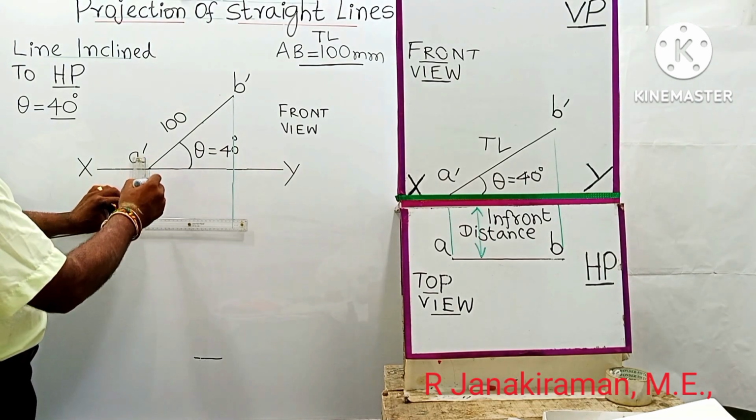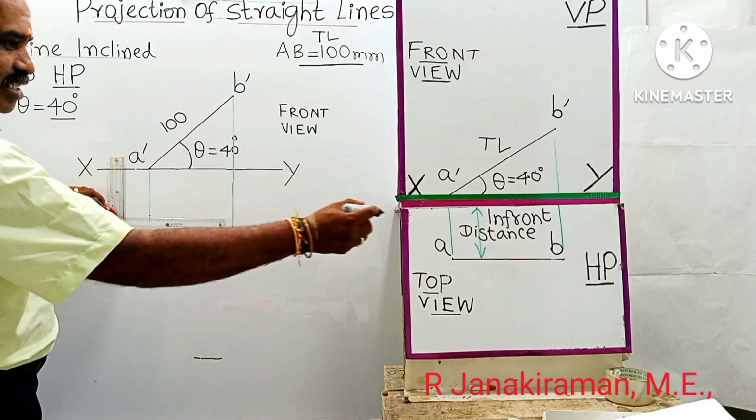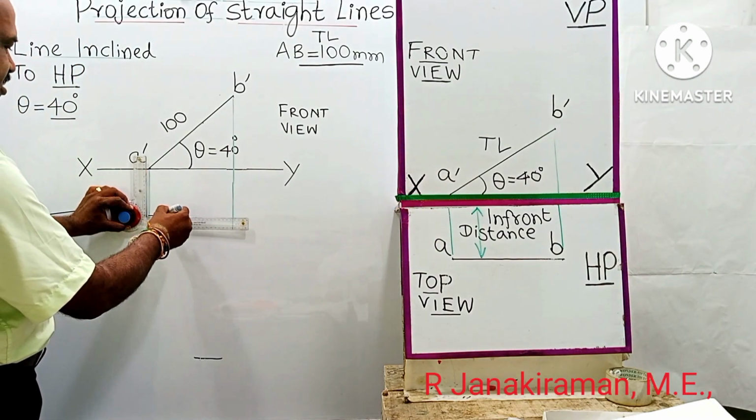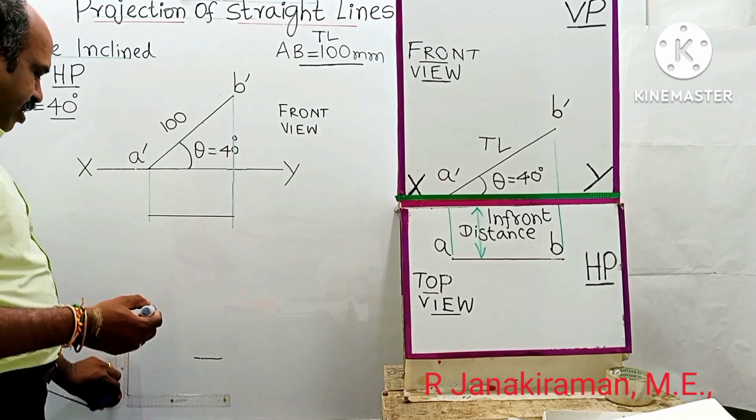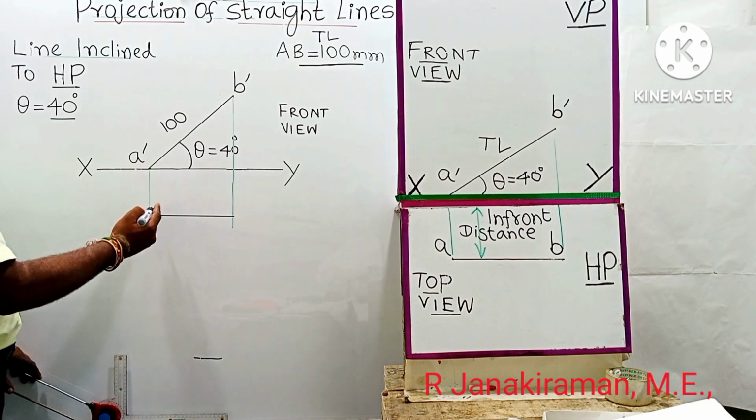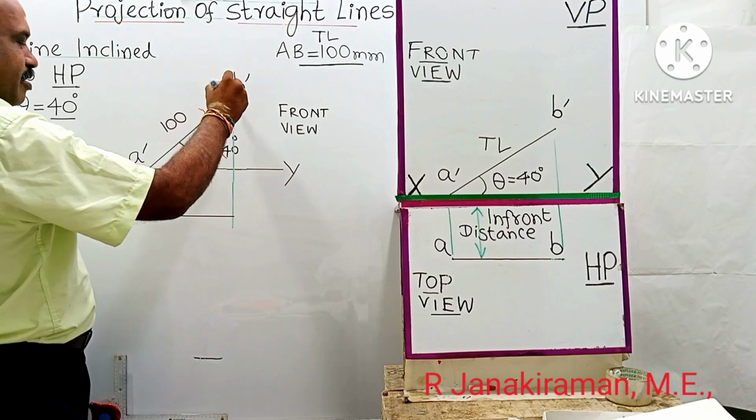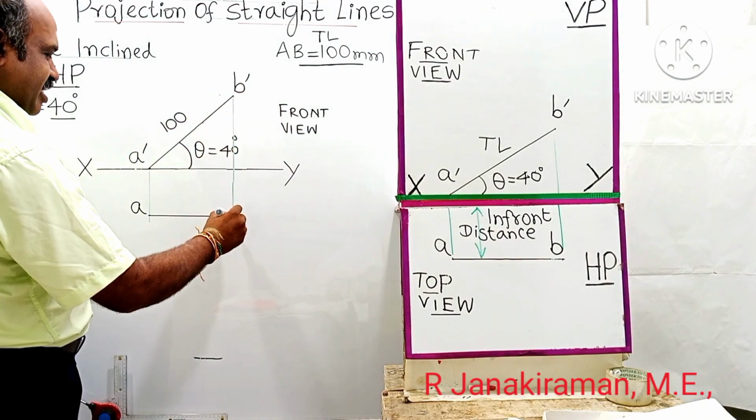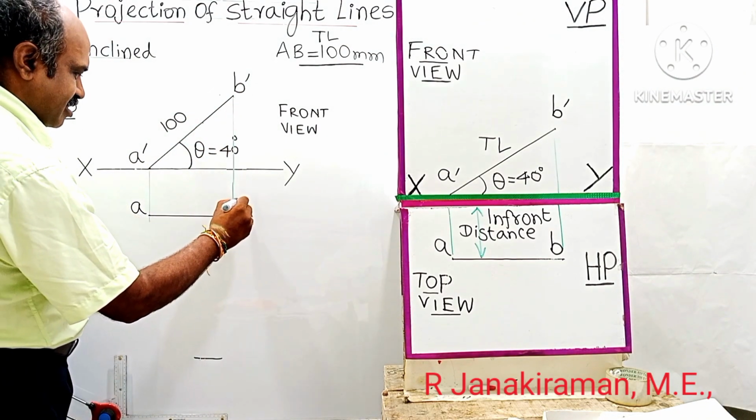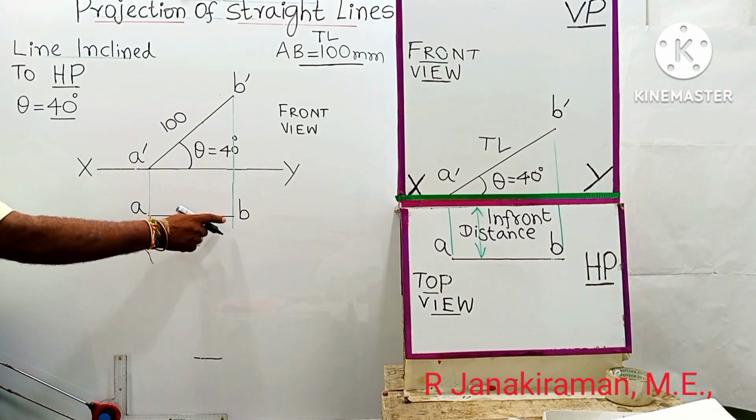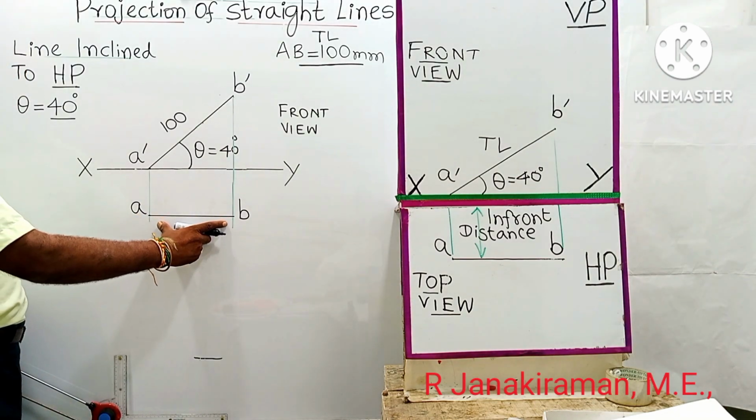This is called a distance in front of VP. That's seen in the top view. This is the gap. There you draw a horizontal line. The end point of this A dash, this point shall be marked as A. Similarly, the projector line from B dash where it intersects with the horizontal line is marked as B. The AB is the top view obtained. Automatically you get the distance.